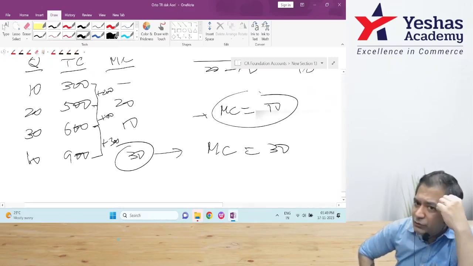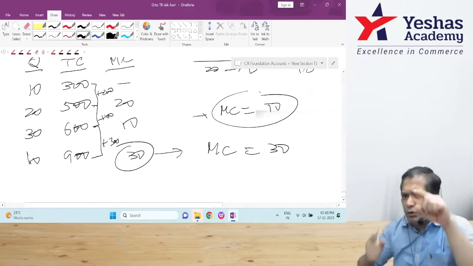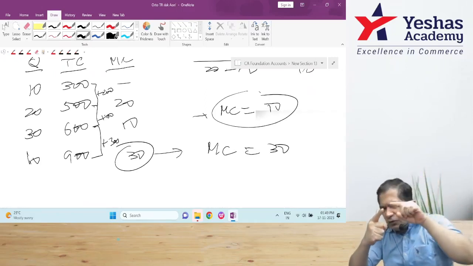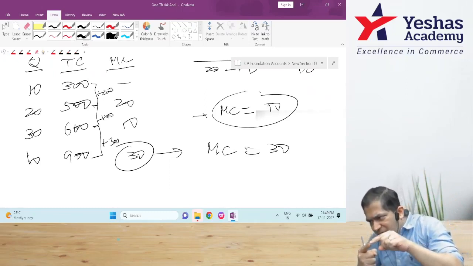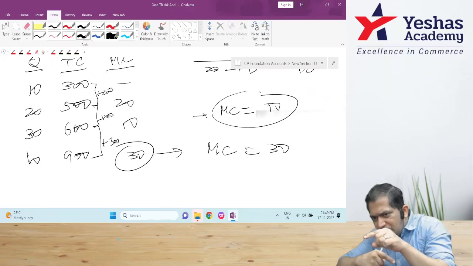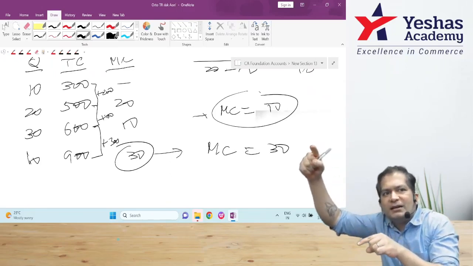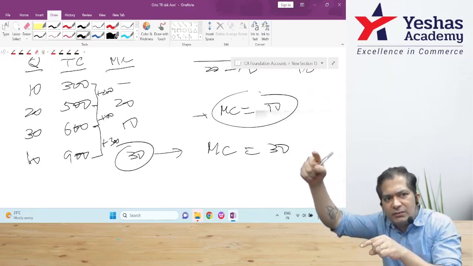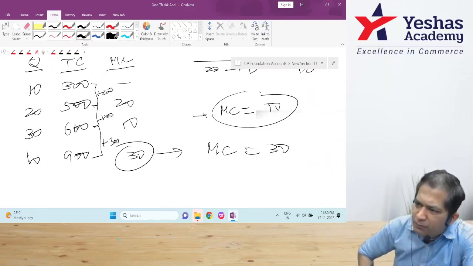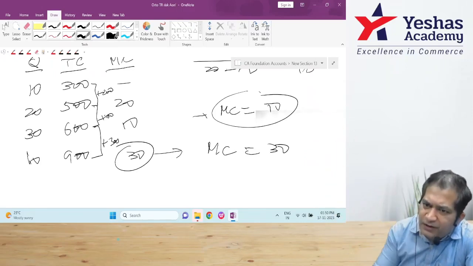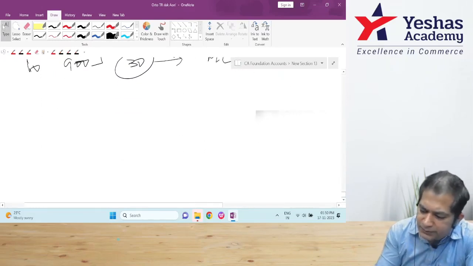If you look at the table, you see both ATC and AVC are falling and MC is also falling. But after reaching their lowest point, when they begin to rise, marginal cost rises more sharply than the average total cost and average variable cost. So the marginal cost will cut both the ATC and AVC from below, from their respective minimum points.